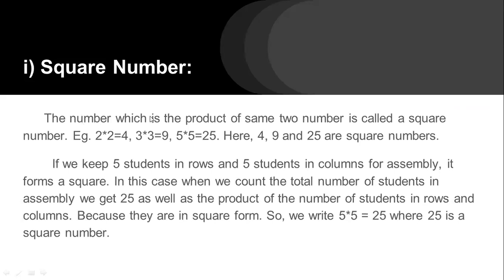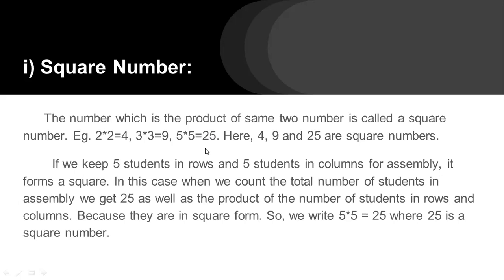The number which is the product of the same two numbers is called a square number. Example, here we can tell 2 into 2 equals 4, and 3 into 3 equals 9, 5 into 5 equals 25. Okay, here 4, 9, 25 are square numbers. Why do you know? Because this number 4 is obtained by multiplying 2 by 2. And here 9 is obtained by multiplying 3 into 3, and similarly this 25 is obtained by multiplying 5 into 5. 5 is multiplied by itself. Okay, that's why this 25 is the square number.